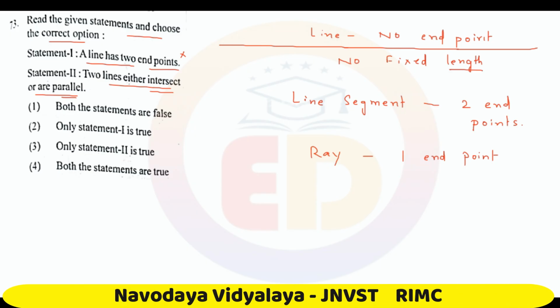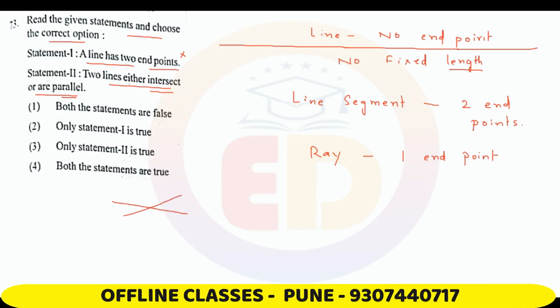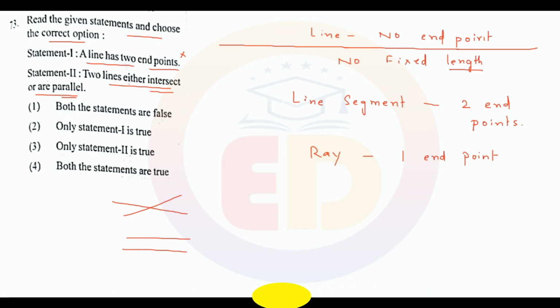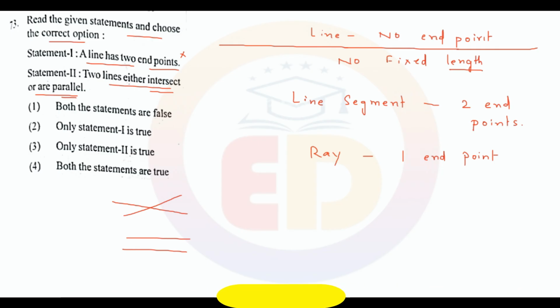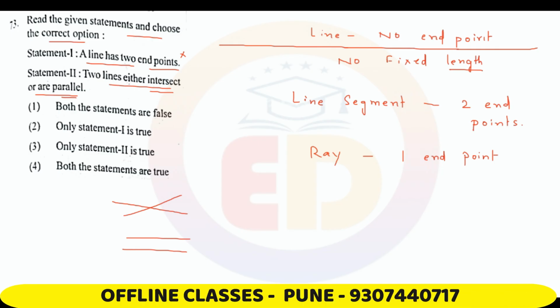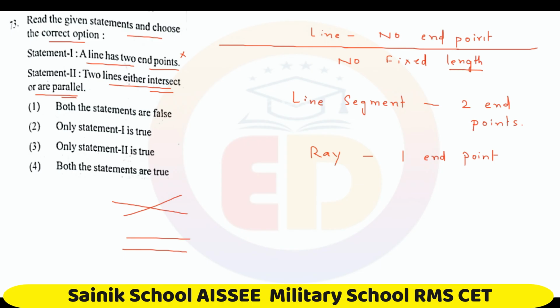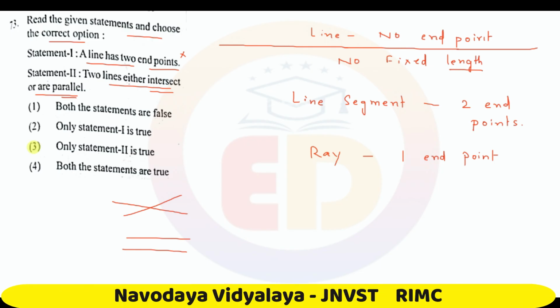Intersecting means the 2 lines will cross each other. Either they will cross each other or they will be parallel to each other. If they are parallel to each other, means they will never meet each other, means they will never intersect. And if they are intersecting, they will not be parallel. So there are only 2 conditions of 2 lines in a Euclidean plane geometry. Either they will intersect or they will be parallel. Answer is, first one is false, second one is true. Answer is option number 3. Only statement 2 is true.